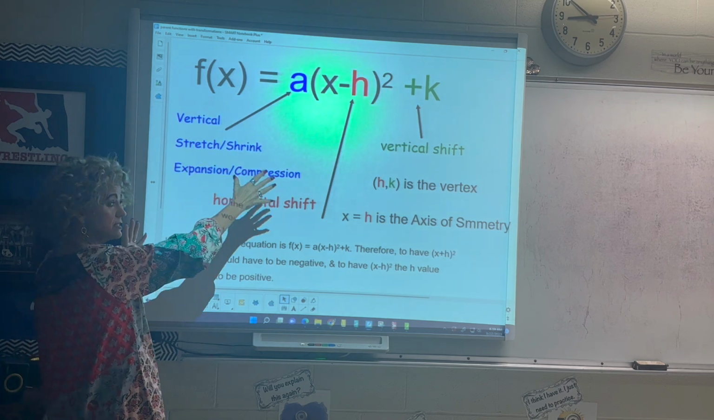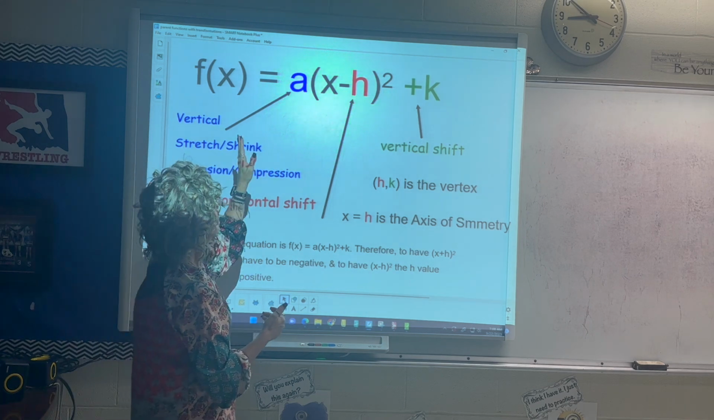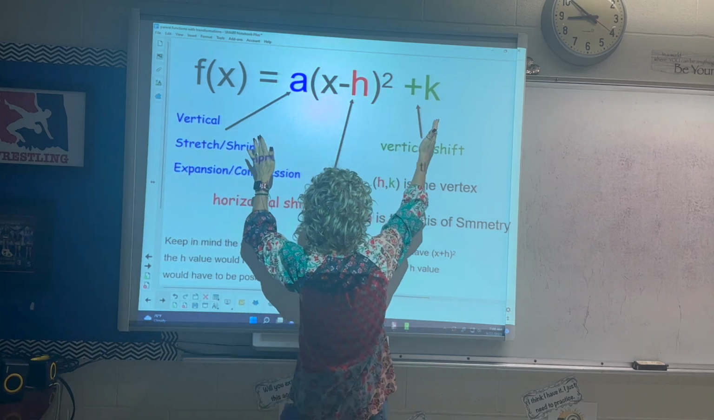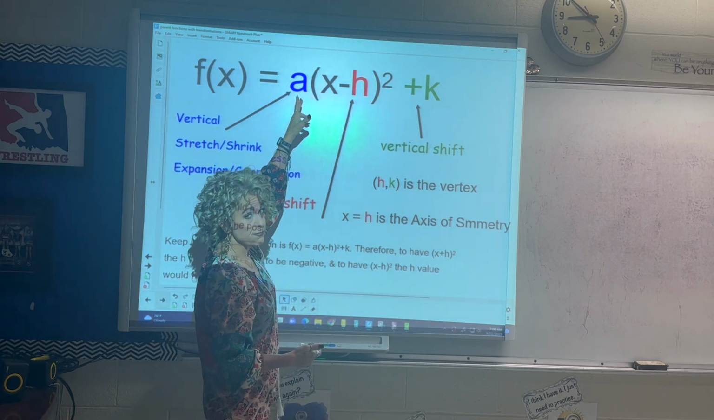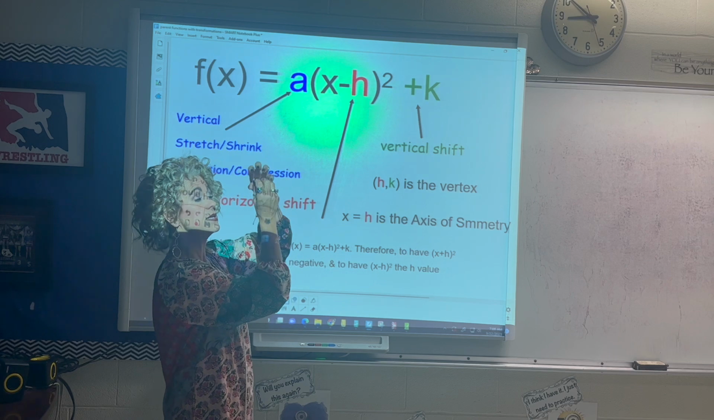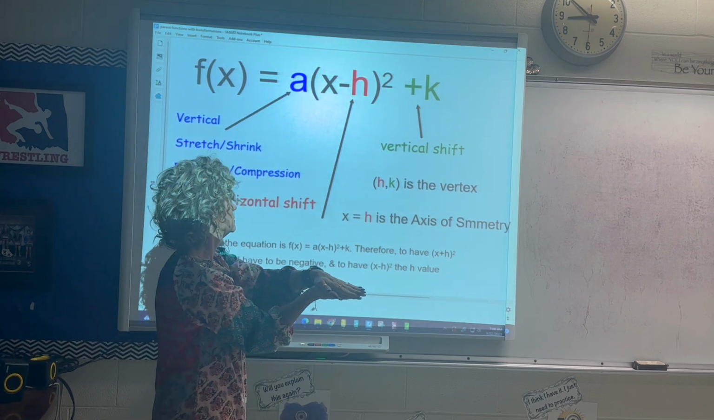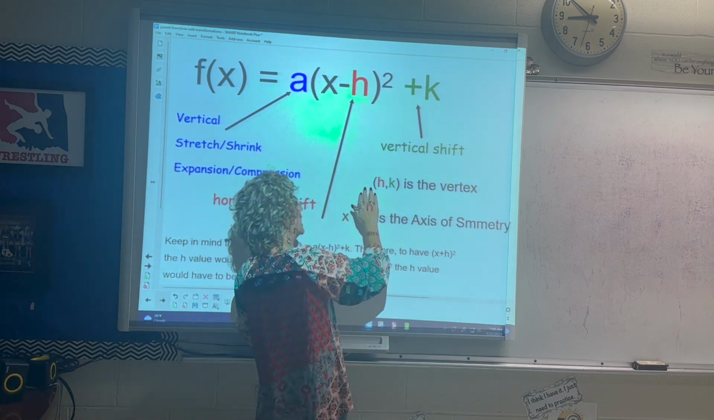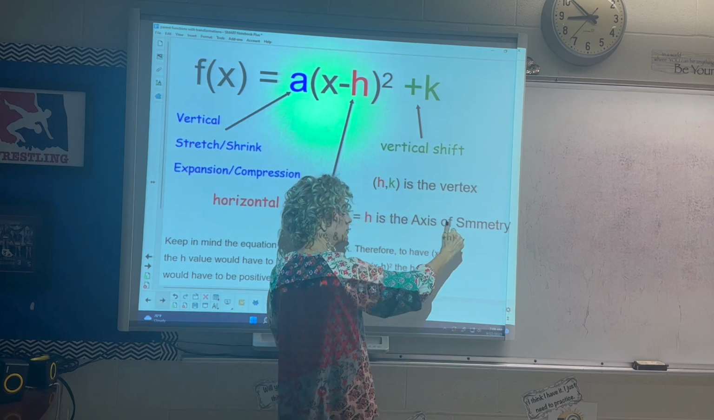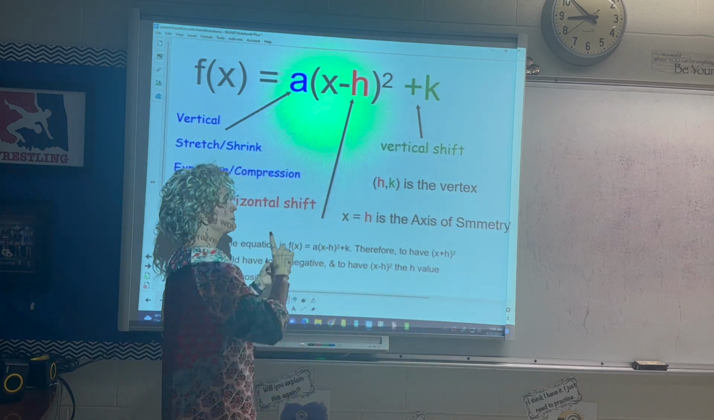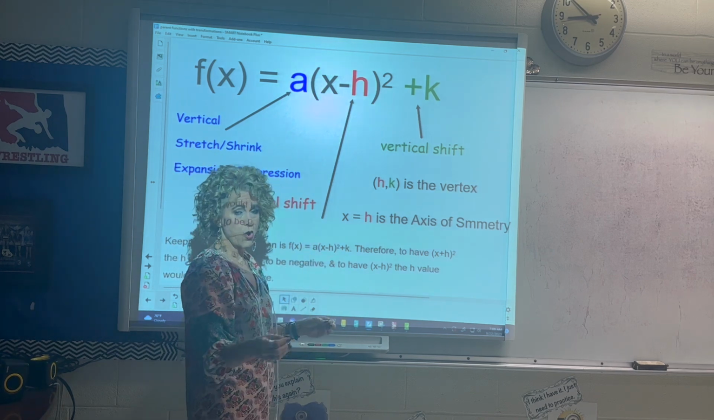Now this is our quadratic, okay? Notice what's really cool. We still have the same colors, and you might say, okay, why? Because here's the deal. My leading coefficient, my A, still is going to represent my expansion, my stretch, or my compression, my shrink. HK is still going to be my vertex. X equals H is still my axis of symmetry. Each time, every time, all the time. So if we know one of them, we know it all, okay?